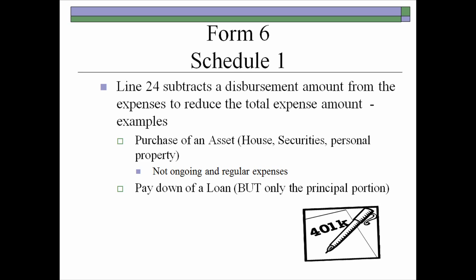Line 24 is where you will back out of the disbursements any costs or expenses related to converting a non-cash asset to cash.